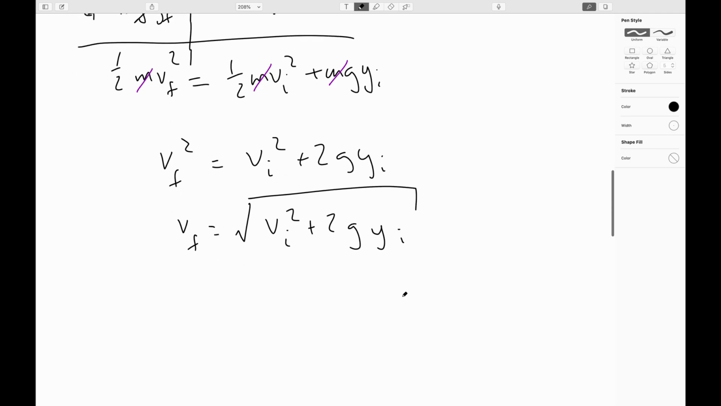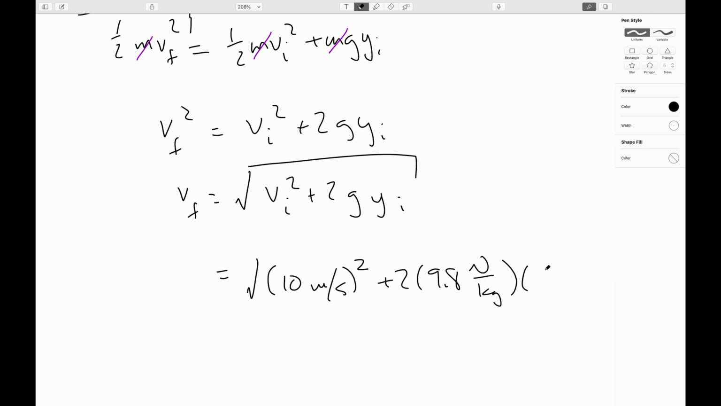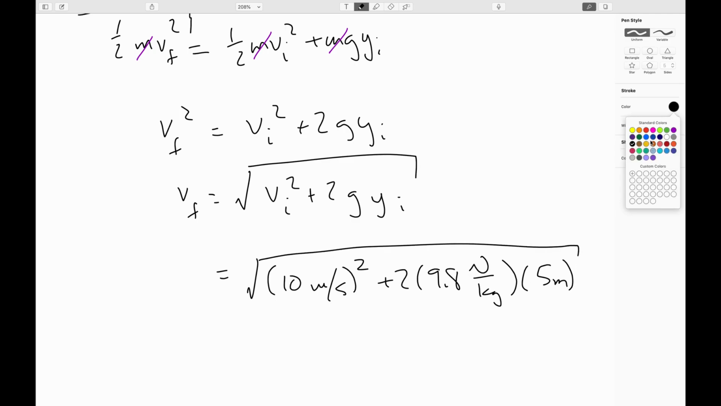All right, so let's go ahead and put in our values. So we'll have the square root of 10 meters per second, squared, plus 2 times 9.8 newtons per kilogram times 5 meters. And it will once again be useful to write newtons per kilogram as meters per second squared, and all the units check out. We will be left with 14.1 meters per second.